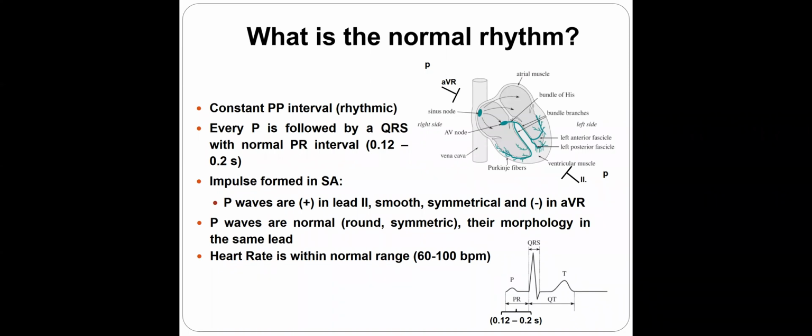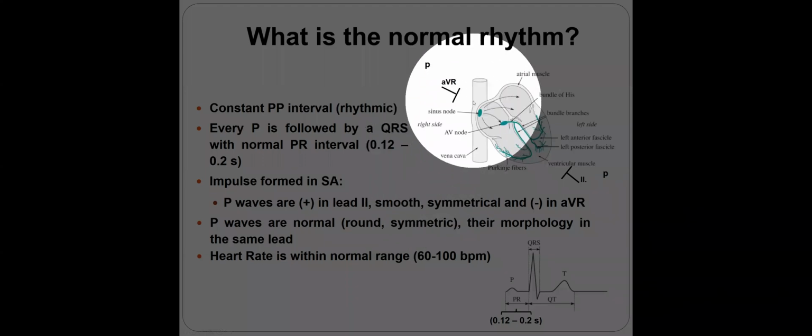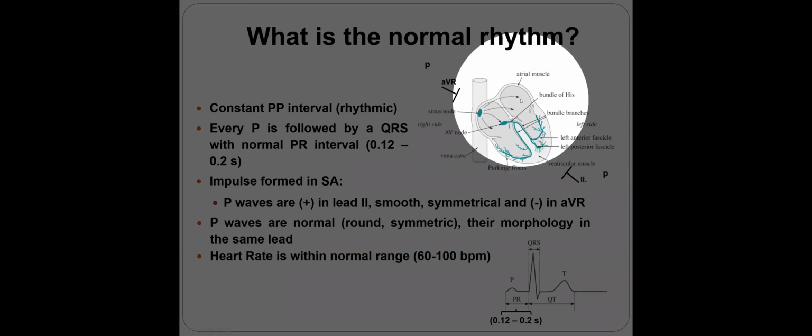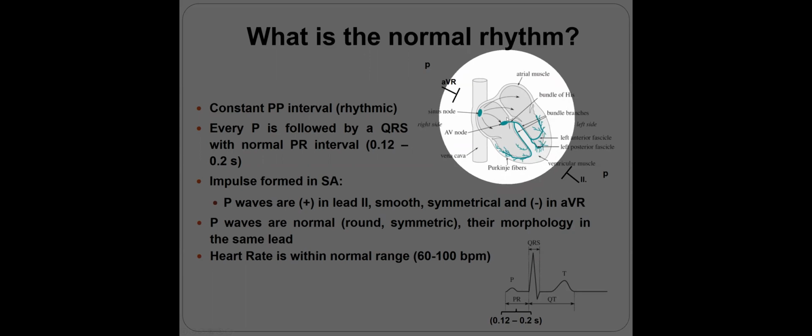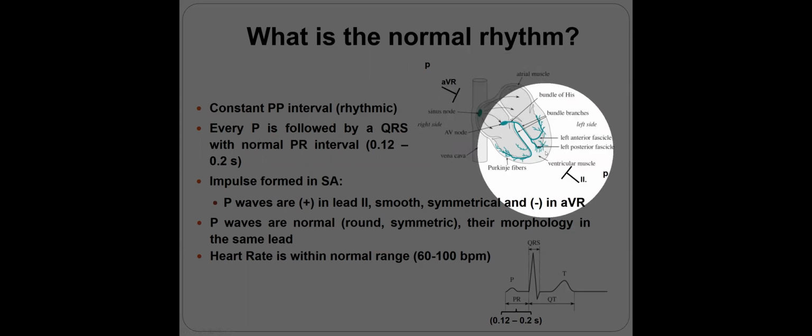Now let's talk about the normal rhythm that I mentioned already. First of all, we have to have a constantly coming P, P, P interval. I'm saying P because we have to have a sinus impulse formation. How do we know that we have a sinus impulse formation? The sinus is located at the right atrium, close to the vena cava. When the impulse is formed, it goes to the left atrium and the right one, to the AV junction, and all the way to the ventricle.